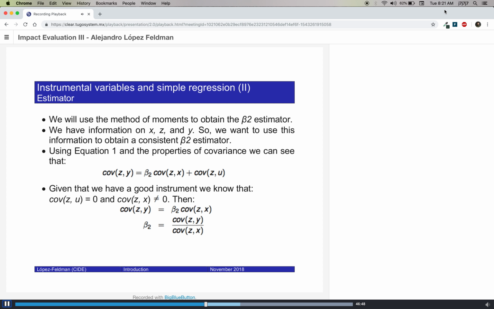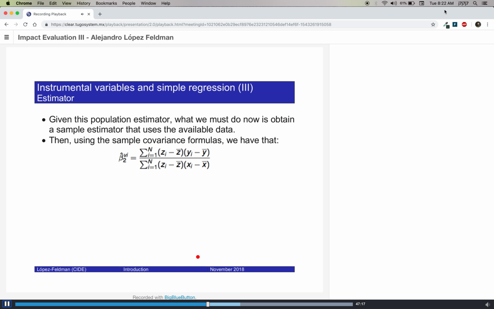If I have information, I am going to be able to estimate this, but I want to estimate only if the covariance between Z and U is equal to 0. If this assumption is met, then this formula that could be estimated with information is approximating beta 2. If this is not 0, I cannot include the formula that I have below. And these are the identification assumptions.